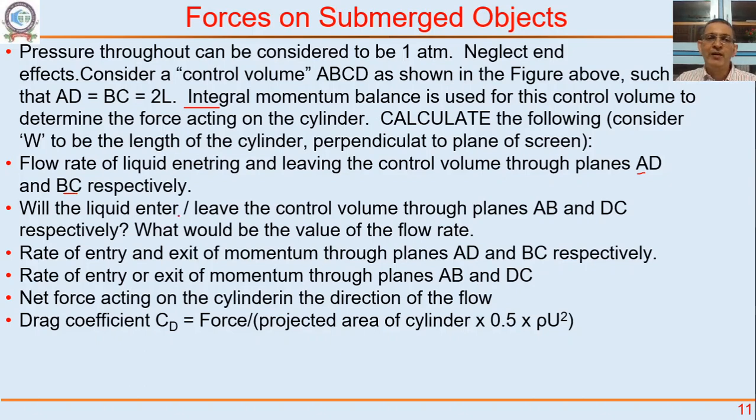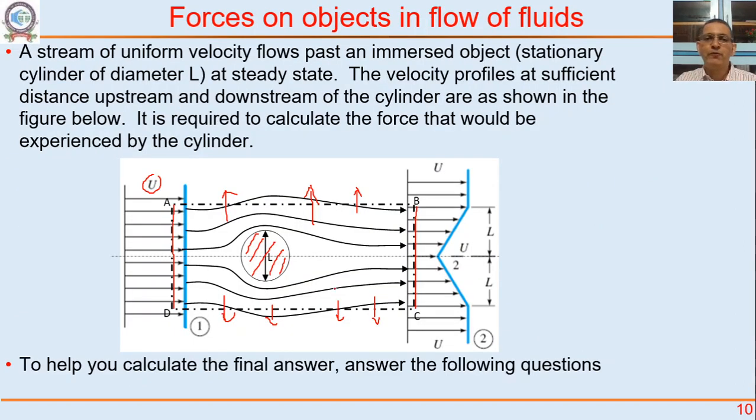So that means liquid will leave at a certain rate through the control volume through planes AB and DC. What is the value? Now write the rate of entry and exit of momentum through planes AD and BC. Remember, we are considering forces in different directions. If you are considering this as the X direction and this as the Y direction, we are writing momentum entering and leaving in the X direction.